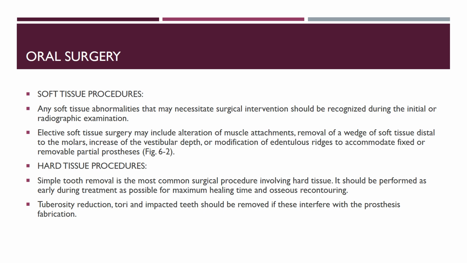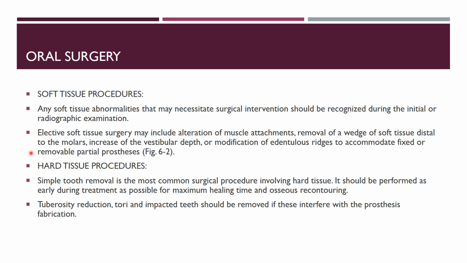Coming to the different modalities or disciplines that are carried out before doing a fixed prosthodontics, the first one is oral surgery. In short, I'll be discussing what procedures are done. Here you will be doing a soft tissue procedure and a hard tissue procedure. In soft tissue procedure, first of all, you'll be taking out any of the soft tissue abnormalities. You will be taking a radiograph and seeing if any surgical intervention is required or not.